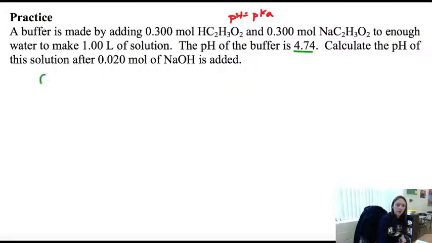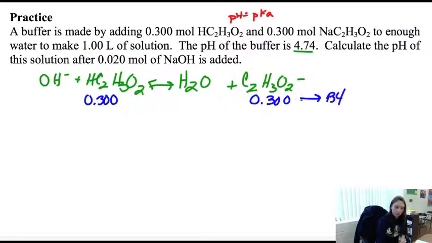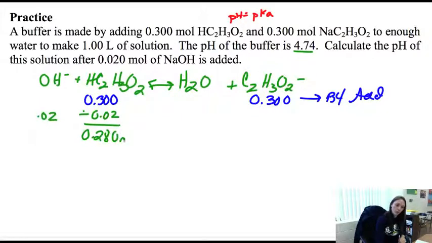So if I add OH minus to it, the OH minus is going to react with the acid, which is the HC2H3O2. All right. The base is going to gain the hydrogen, so I'm going to make water. The acid is going to lose the hydrogen, so I have the leftover conjugate base. Okay. I originally had the buffer being 0.3 molar, and then 0.3 molar. So this is before you add. You're going to add 0.02 moles of the NaOH. So I have 0.02 moles here, which means I'm going to use up 0.02 moles. Since it's 1-to-1, I'm going to have 0.280 moles left over.